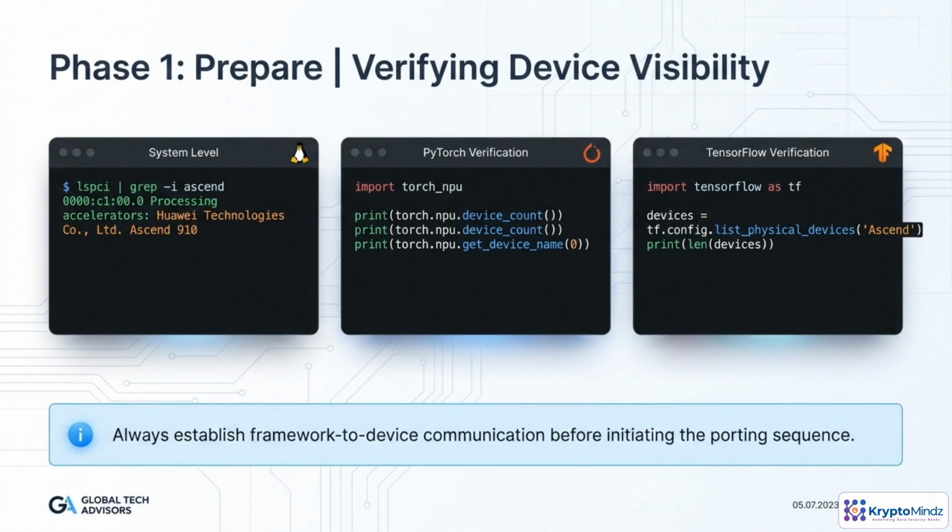Before you touch model code, confirm that the Ascend device is actually visible at every layer. Start at the OS. Make sure the PCIe device is detected. If it's not, you're dealing with drivers, firmware, or hardware issues, not PyTorch or TensorFlow problems. Then move up to the framework. List NPU devices, confirm the expected count, and print a device name. Only when both system and framework agree on the hardware should you proceed to porting or performance tuning.